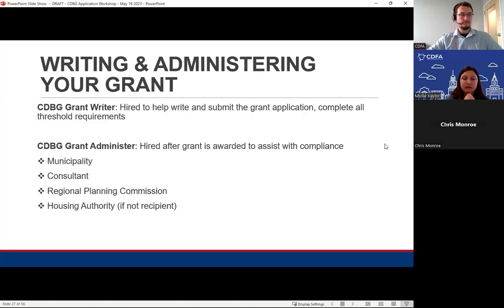The next slide talks about writing and administering your grant. When you're planning to apply for CDBG funds, it's really important to think through your project, starting at the grant writing phase, through the application phase, and all the way to project implementation and completion. The grant writer and the grant administrator that you choose to help you with this process will play an important role from beginning to end. They guide your organization through the application process. And on the flip side, if you're awarded funding, they help you successfully administer that CDBG funding and complete your project.